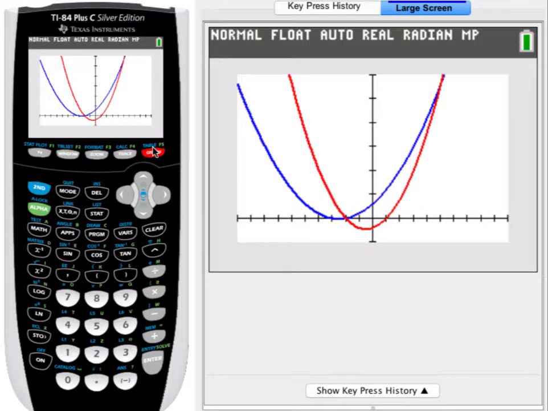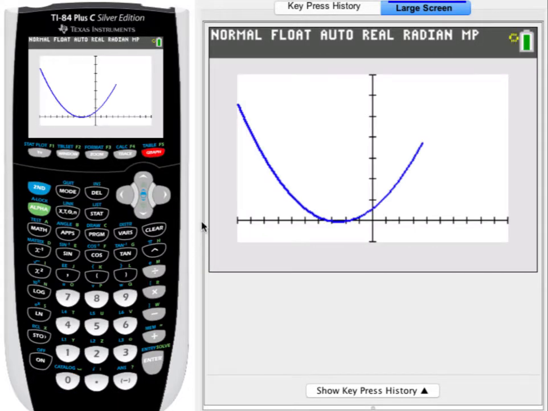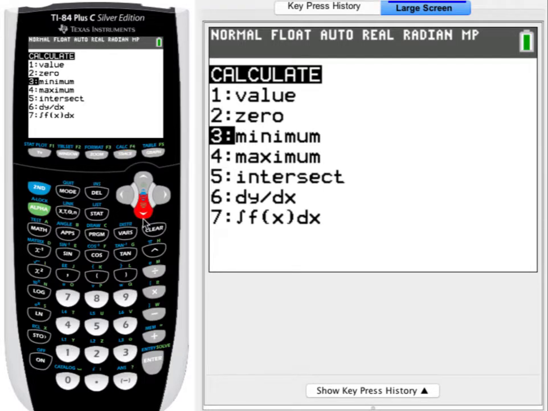Okay, I can see the two intersection points, but that one is so close to the top, I like to give myself a little bit more leeway. So I'm going to go up a little bit higher on my y max. There, that's better. I can distinctly see the two intersection points. Now to find that in your calculator, you go to your calculate button, which is second trace, down to number 5, which is intersection.